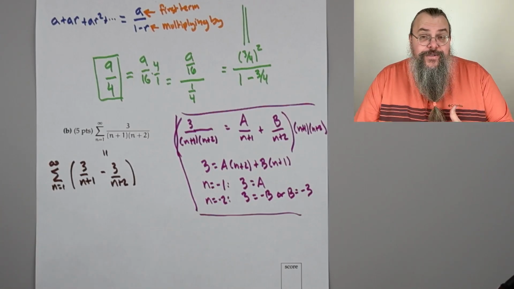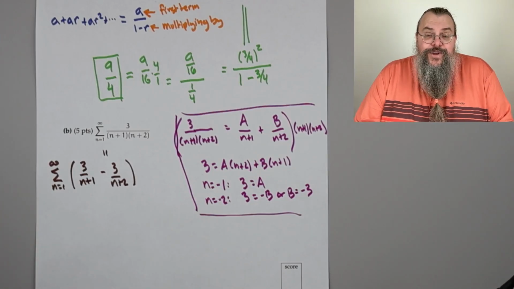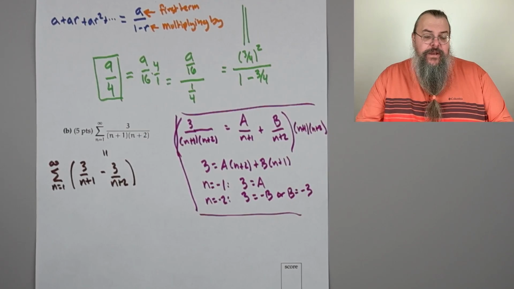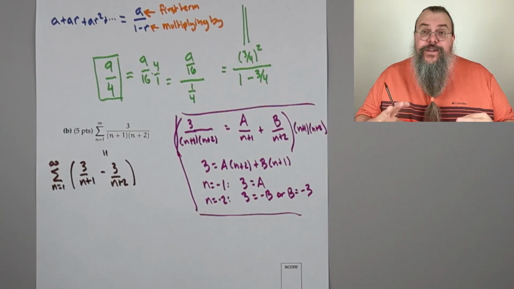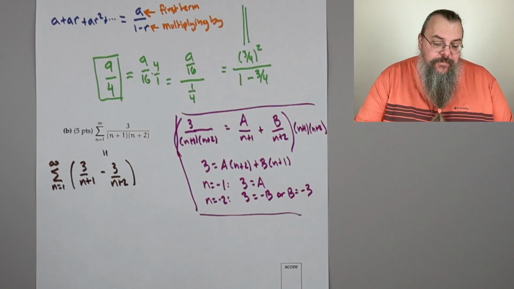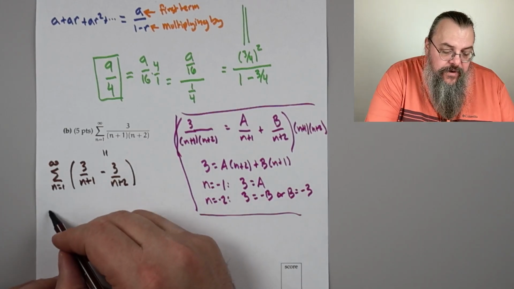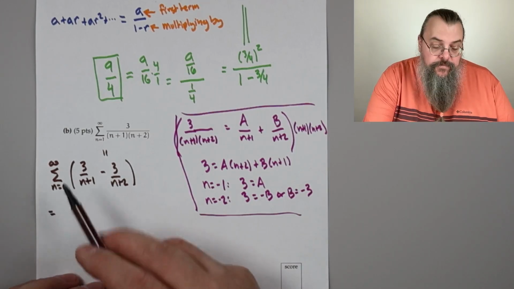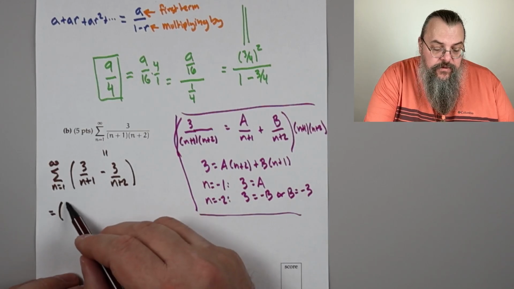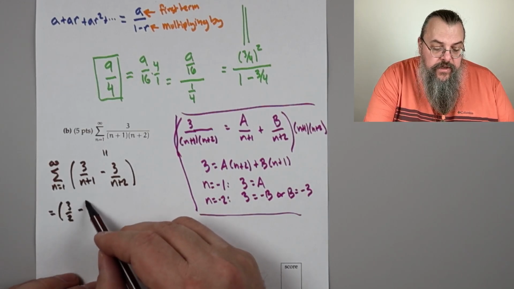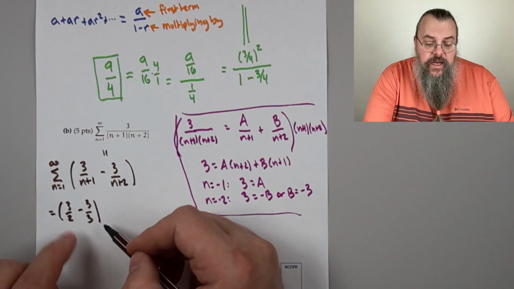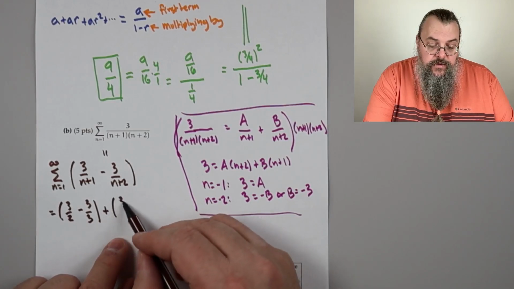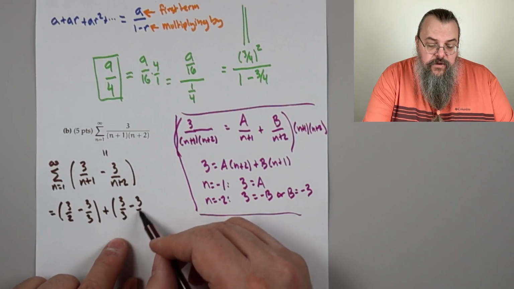If they weren't going to 0, we could still talk about telescoping, but we'd have to be slightly careful about the ends. But since the terms go to 0, then that says, look, it's all at the beginning. So let's start by writing down the first few terms and see the behavior. We're starting at 1. So we will have 3 over 2 minus 3 over 3. So this is the n equals 1. Plus, now n equals 2. 3 over 3 minus 3 over 4.